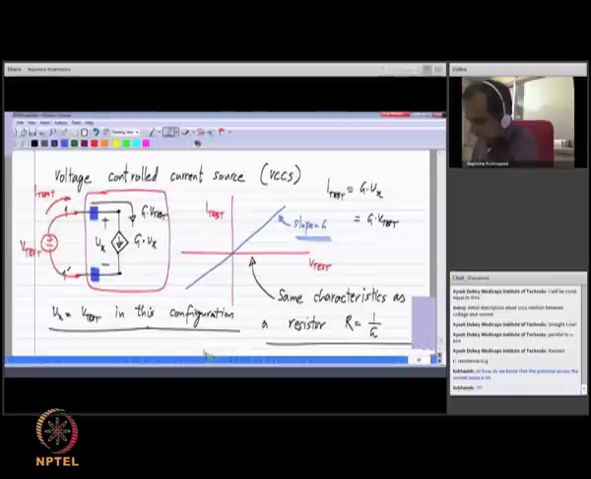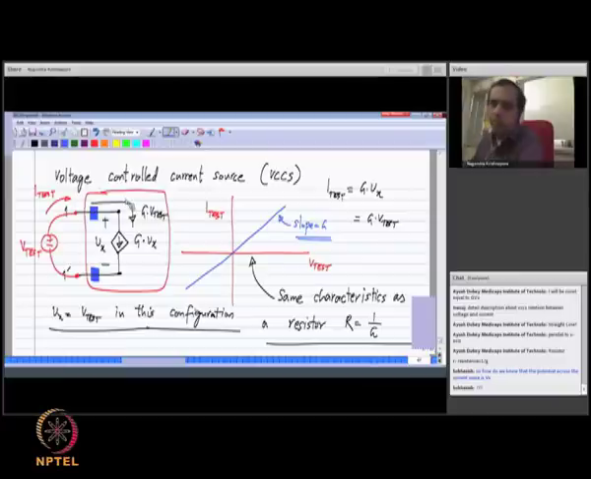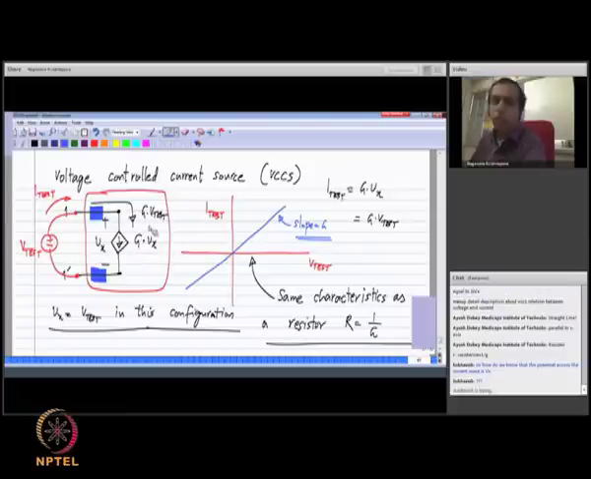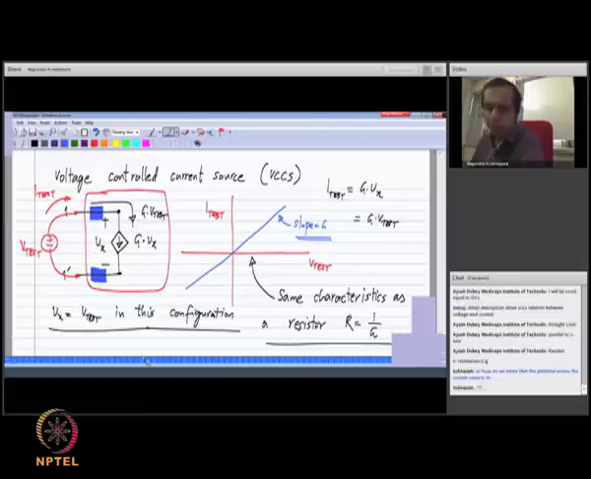Now there is another question. How do we know the voltage across this is Vx? That's the definition of Vx. When you give a voltage controlled current source, you have to say where Vx is in the circuit. In this particular circuit, I have defined Vx to be the voltage between these two terminals. That's the definition of Vx. And I also have to give the value G, which is the proportionality constant between this Vx and the current. That's part of the definition of the voltage controlled current source.